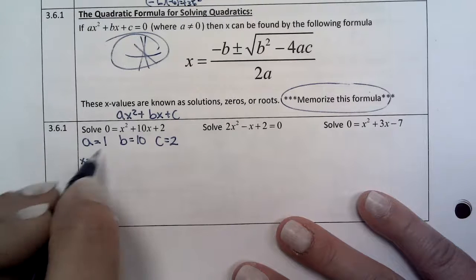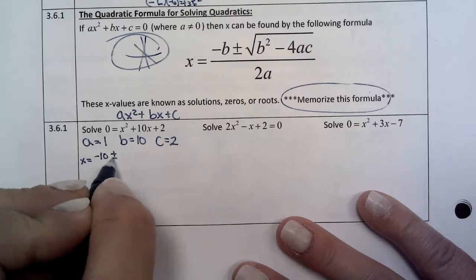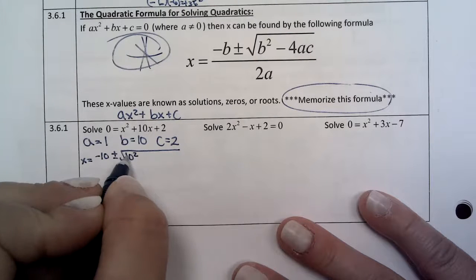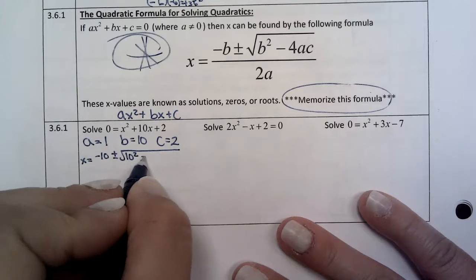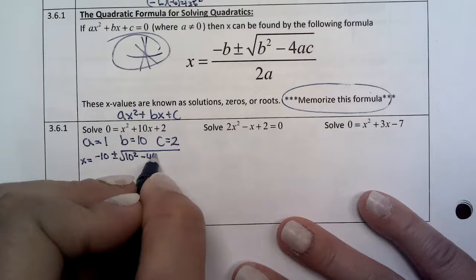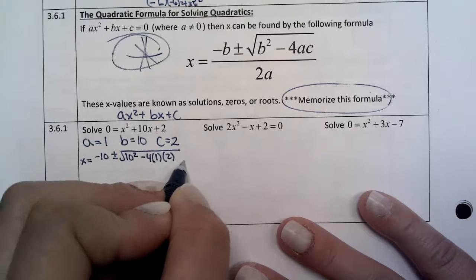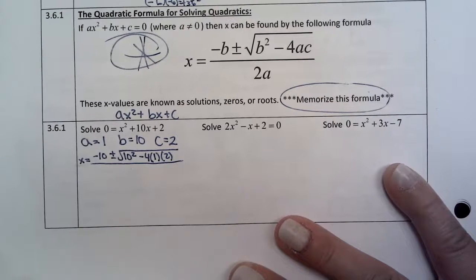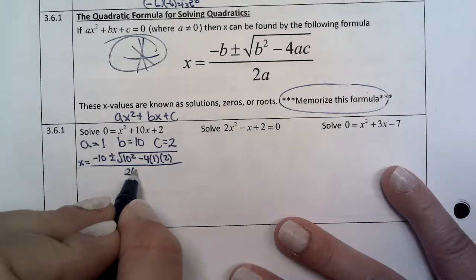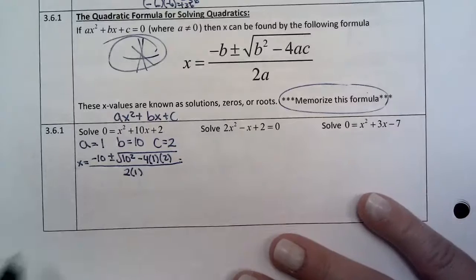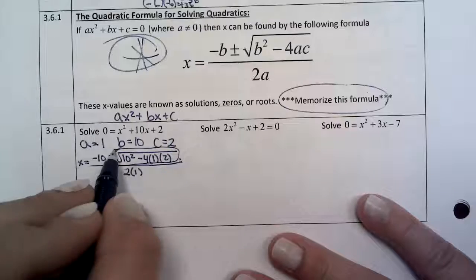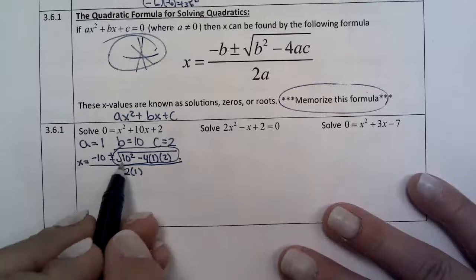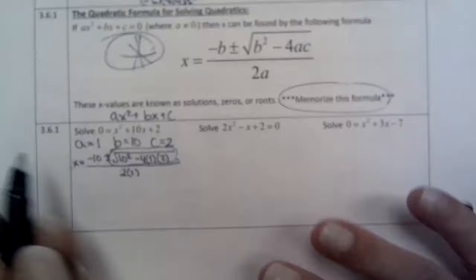Okay, so negative b, so negative 10 plus or minus the square root of b squared, so that's going to be 10 squared, minus 4 times 1 times 2, all of that over 2 times my a value, which is 1. Okay, so now I'm going to start working inside of here, which is called the discriminant, and we'll talk more about that later.